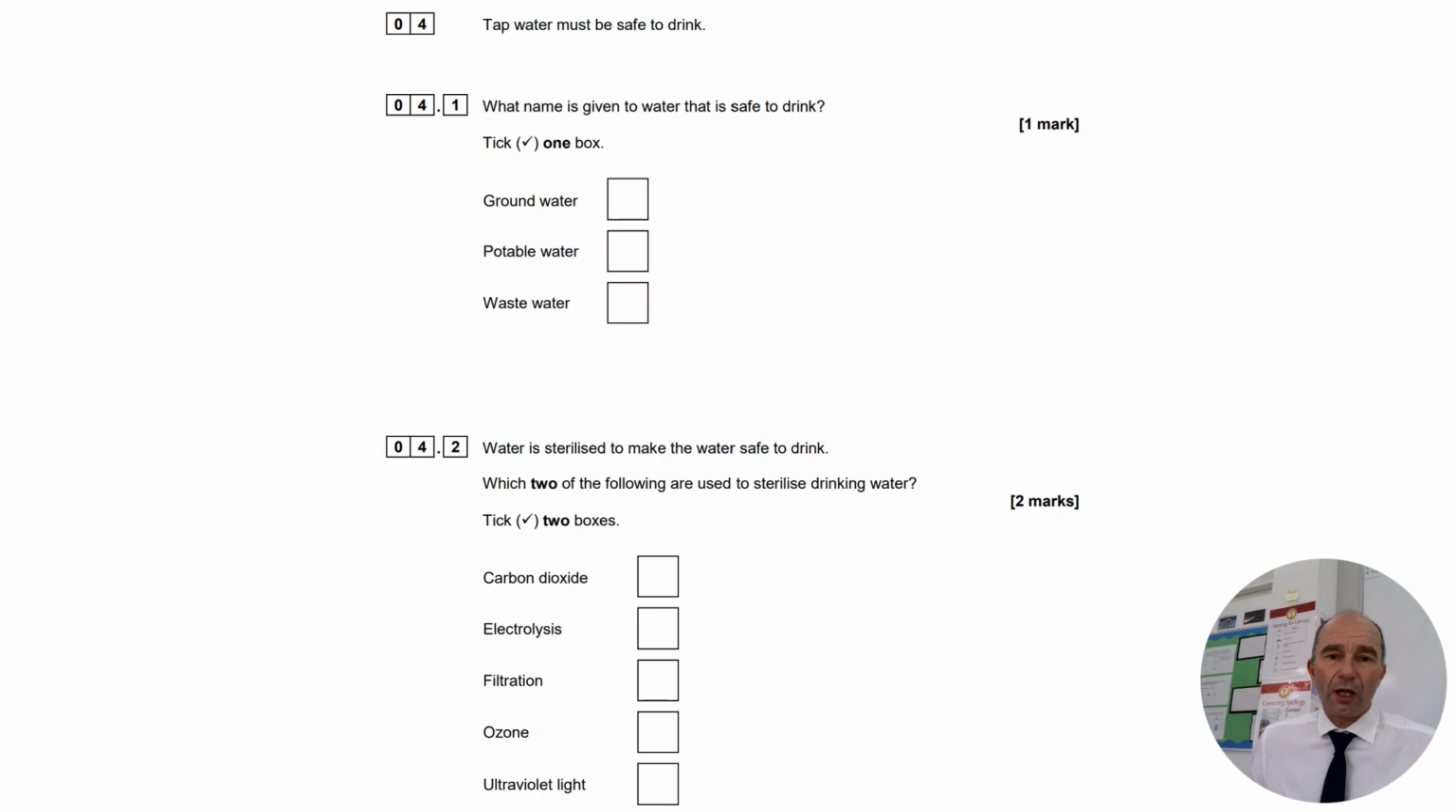Right, so now we're going to look at drinking water. So tap water must be safe to drink. That's good news. 4.1, what name is given to water that is safe to drink? Well, I don't know about you, but I'm not sure I'd drink out of groundwater. That's kind of just water lying around. Wastewater, that doesn't sound very pleasant. So the only possible answer there is potable water. It's just one of those definitions you need to remember.